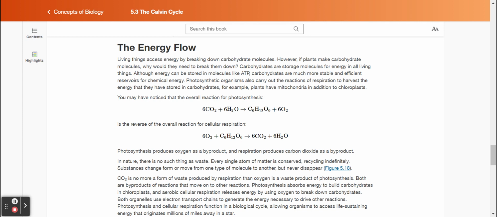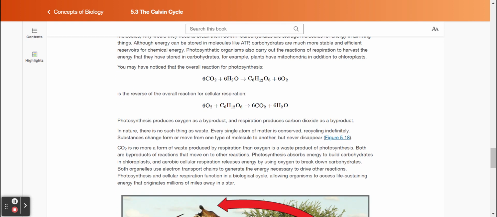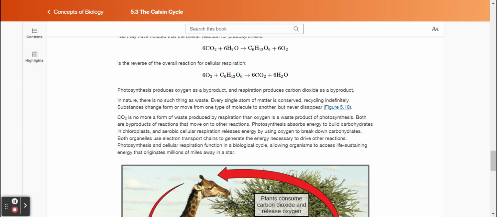You may have noticed that the overall reaction for photosynthesis, 6CO2 plus 6H2O produces C6H12O6 plus 6O2, is the reverse of the overall reaction for cellular respiration: 6O2 plus C6H12O6 produces 6CO2 plus 6H2O. Photosynthesis produces oxygen as a byproduct, and respiration produces carbon dioxide as a byproduct.